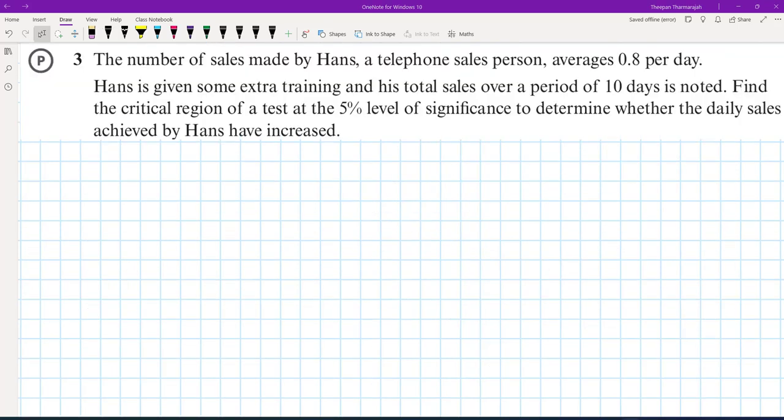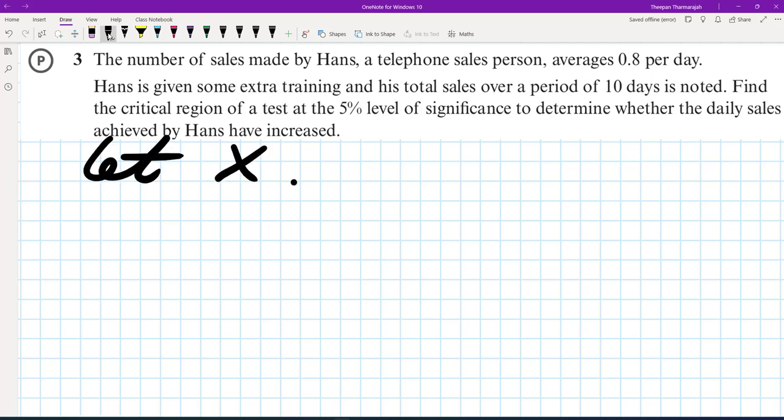Here's a question for you to try. You can pause the video when you're done. I will go through my worked solution. Okay, welcome back. So the number of sales made by Hans, a telephone salesperson, averages 0.8 per day. Hans is given some extra training and his total sales over a period of 10 days is noted. Find the critical region for a test at the 5% level of significance to determine whether the daily sales achieved by Hans have increased.